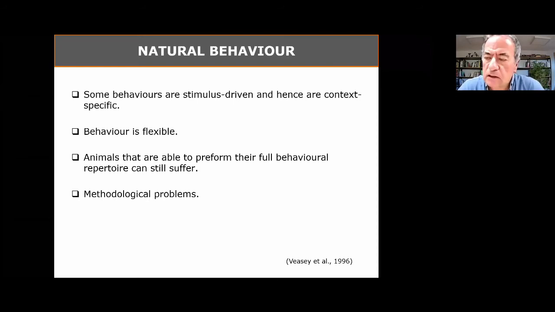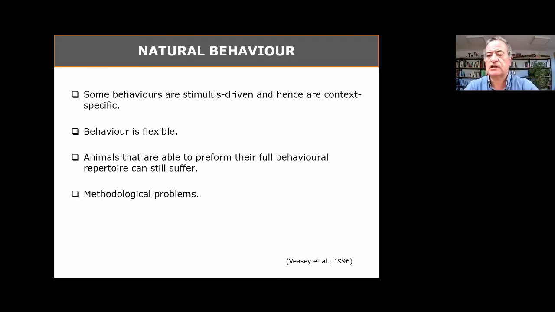So in theory, at least, the welfare of animals can be equally good with animals showing different patterns of behavior. The fact that behavior is different in two situations does not necessarily imply that welfare is better in one situation than in the other, because animals are flexible in their behavior. And it is also true that animals that are able to perform the full behavioral repertoire, such as happens in nature, can still suffer. So the ability to show all behavioral patterns is no guarantee that the welfare of the animals is going to be good.